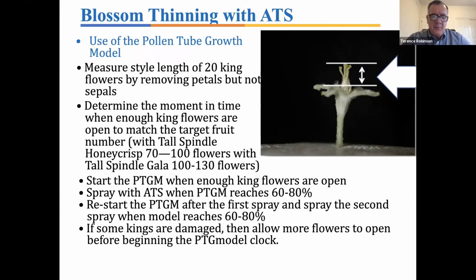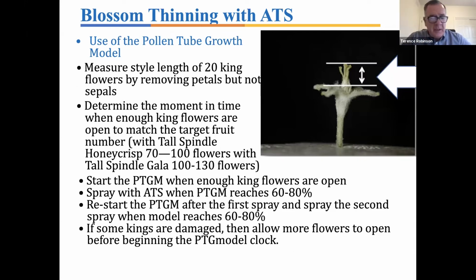Now, one caveat. If you have a situation where some of your kings are damaged, and either you see the damage by shortened pistils or black or brown when you cut down through it, then not every king that's opening is going to make a fruit. So you should wait till more flowers open, sort of insurance flowers, before starting the pollen tube growth model clock.